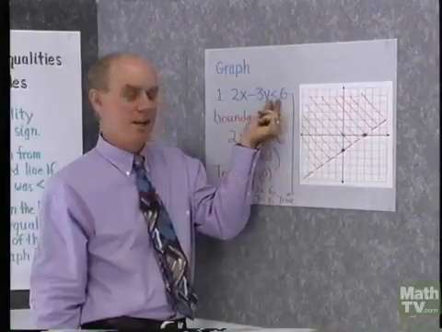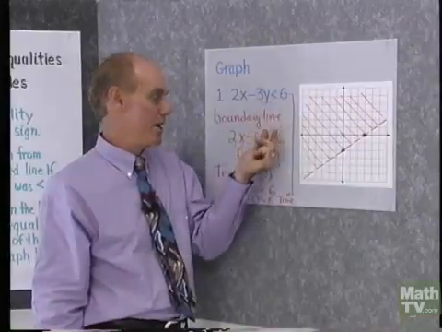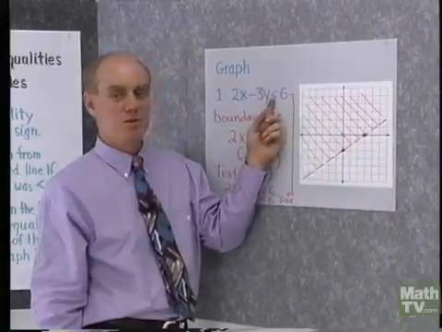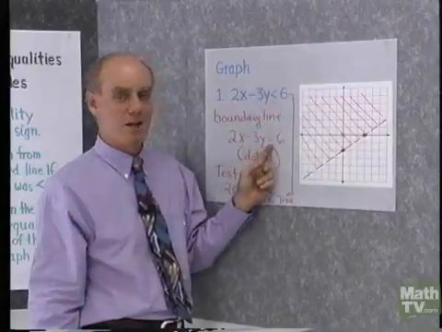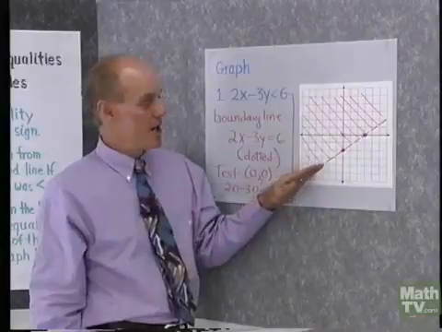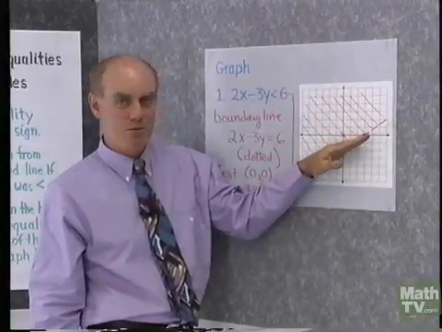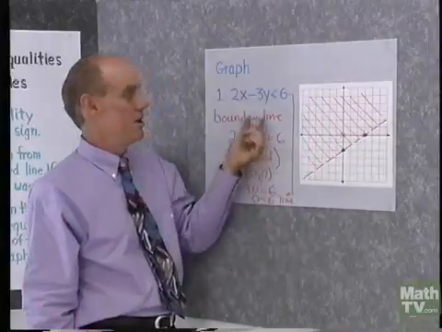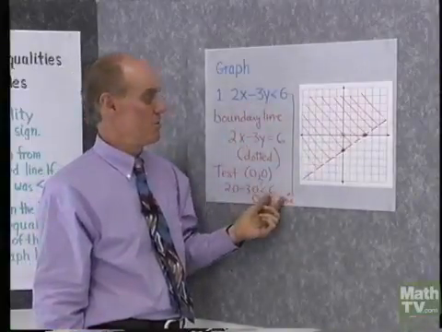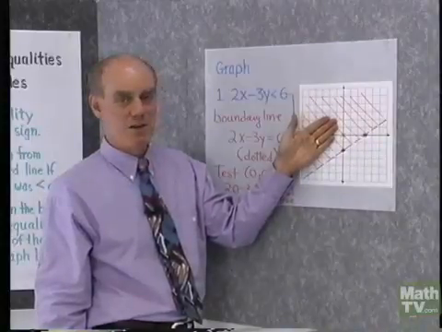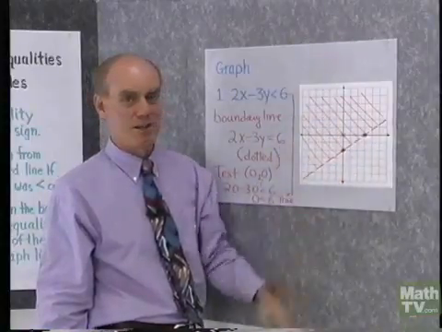If this is strictly a less than sign or greater than sign, then I graph my boundary line with a dotted line. If this was less than or equal to or greater than or equal to, I would use a solid line for the boundary. Then once I have the boundary line, I just choose any point that's not on the boundary itself and test it in the original inequality. A true statement means I'm on the correct side of the boundary line. A false statement means I'm not on the correct side and I go to the other side.